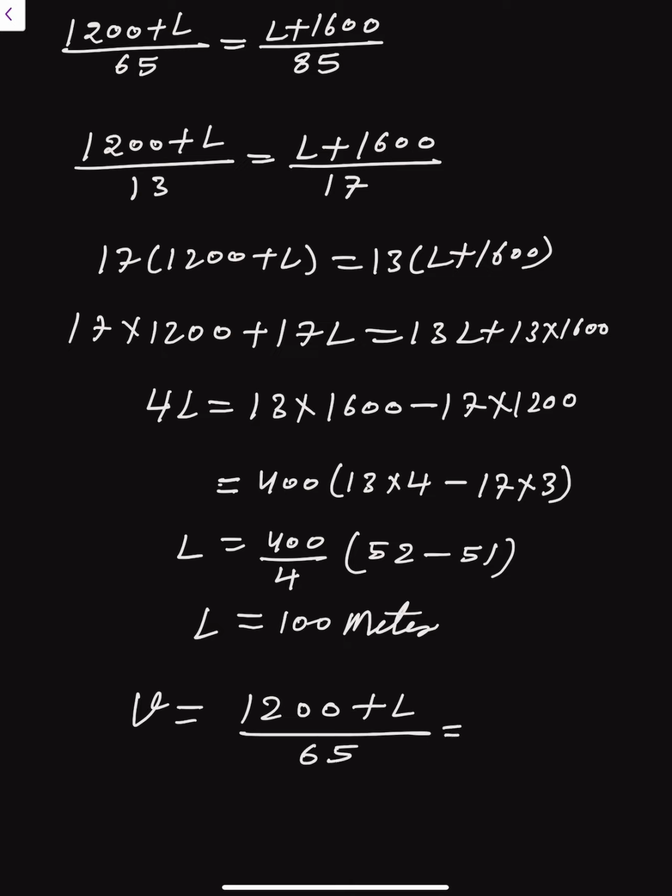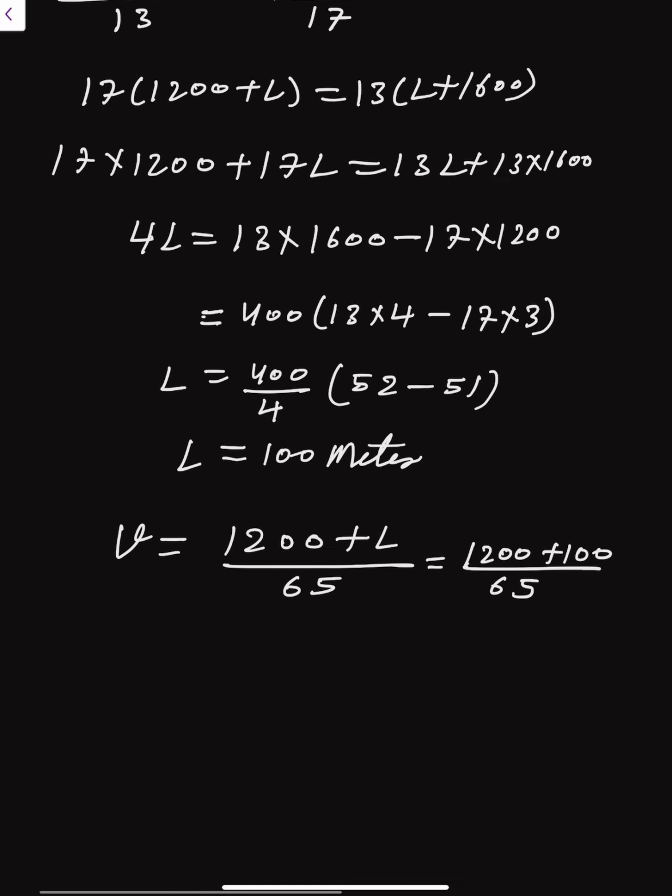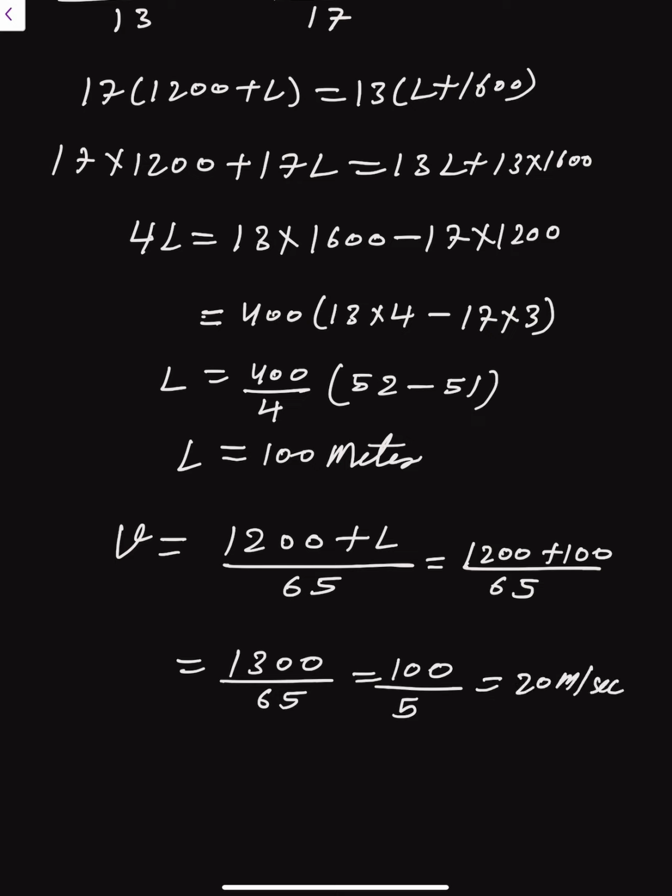So now that value is 1200 plus 100 divided by 65. Clear? So what about that value? Simply we got 1300 divided by 65. So 100 divided by 5. Okay, basically 100 divided by 5. So what about that value? 20 meters per second. So V is basically 20 meters per second, the speed of the train, and length is 100 meters, which is the right answer.